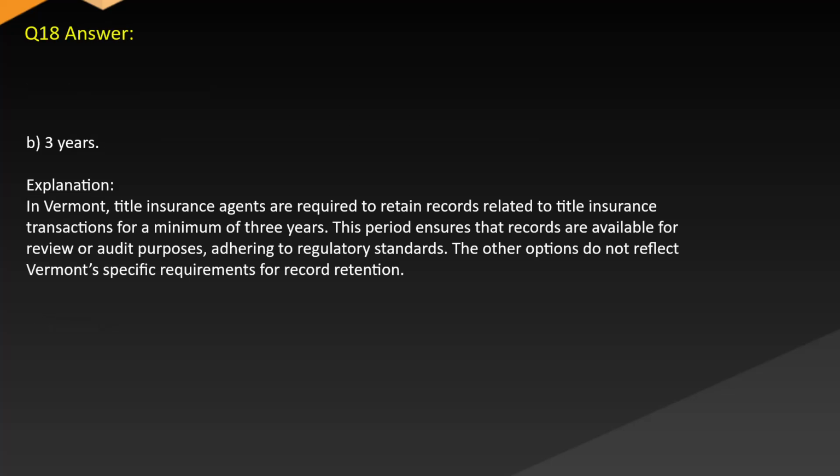Answer: B. 3 years. Explanation: in Vermont, title insurance agents are required to retain records related to title insurance transactions for a minimum of 3 years. This period ensures that records are available for review or audit purposes, adhering to regulatory standards. The other options do not reflect Vermont-specific requirements for record retention.